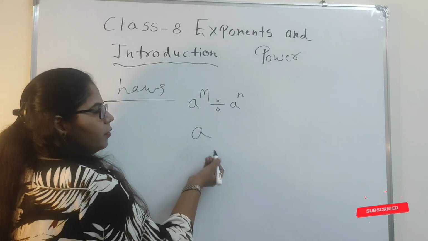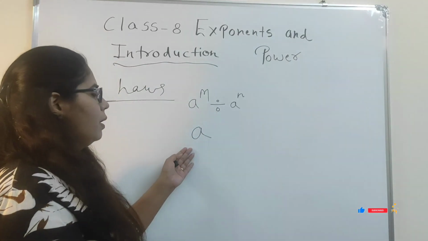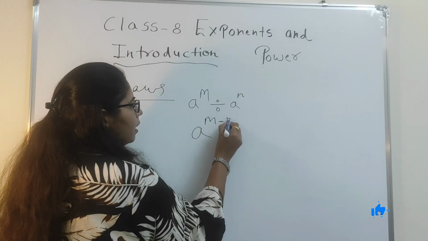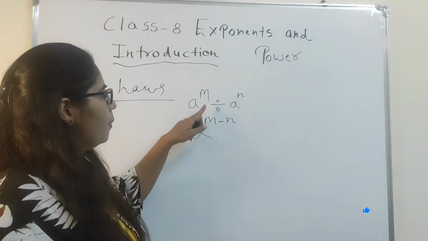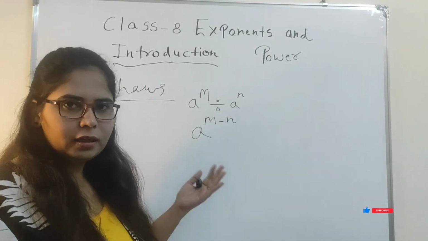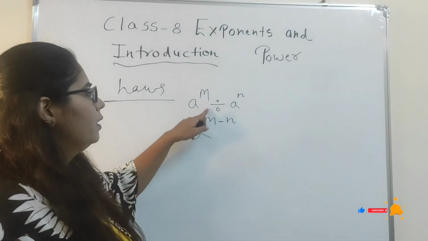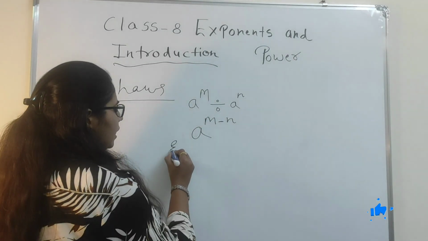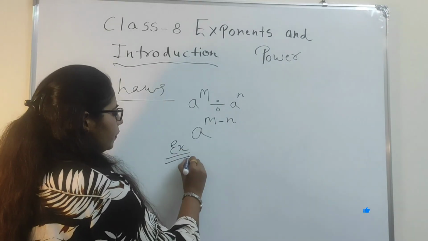The base is the same, which will be common. So a will be common, then m minus n. When there is a multiplication sign, we add the powers, and when there is a division sign, we subtract the powers. We will see by an example.